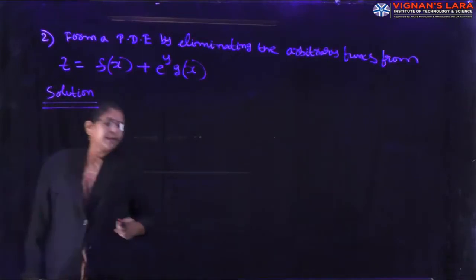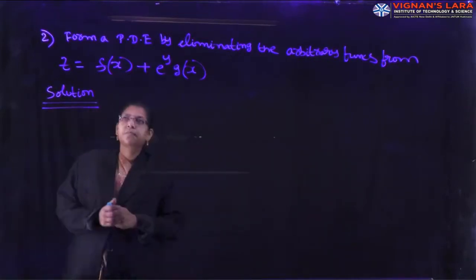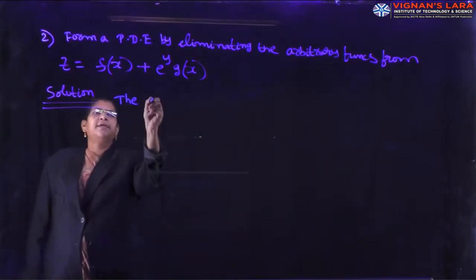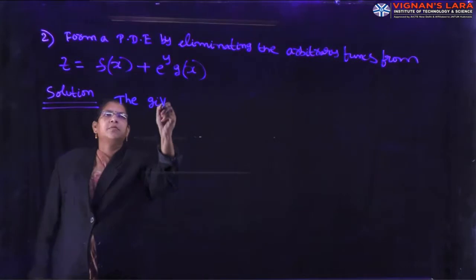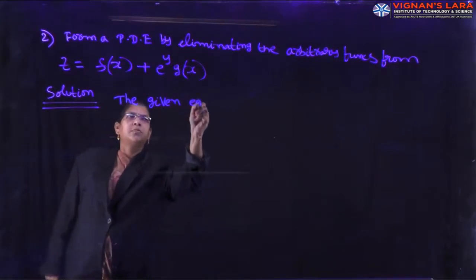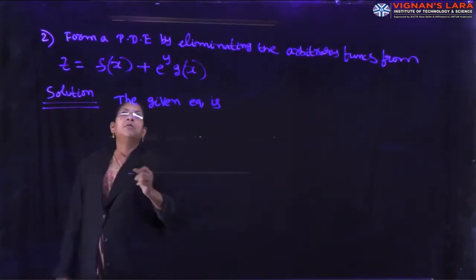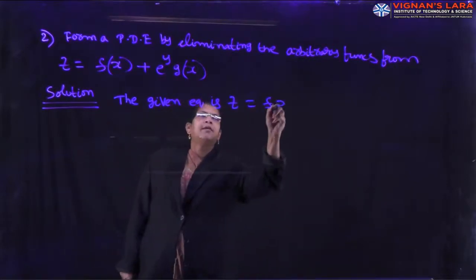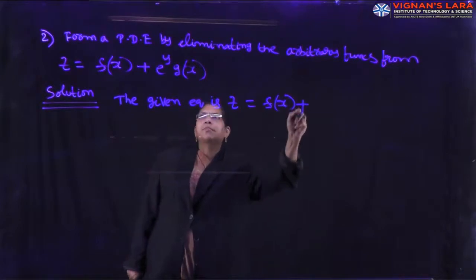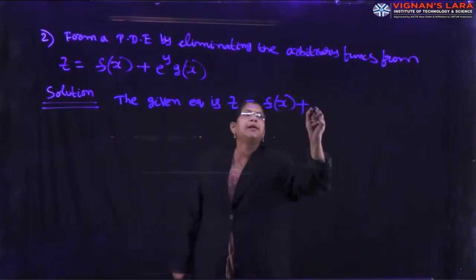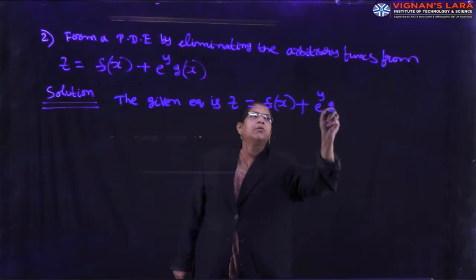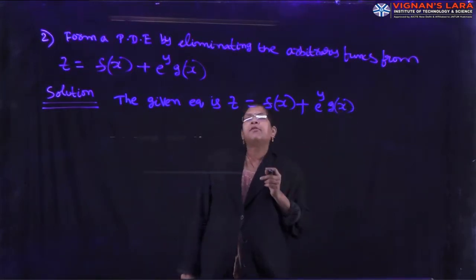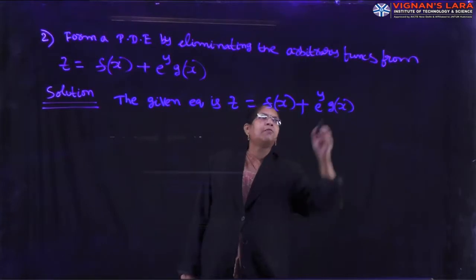The given equation is z equal to f of x plus e power y into g of x. What is the given equation? z equal to f of x plus e power y into g of x.